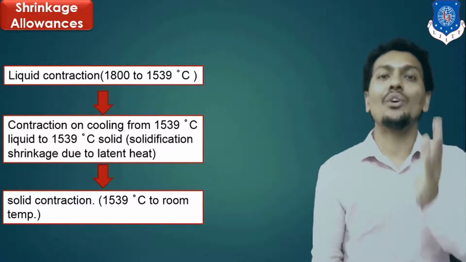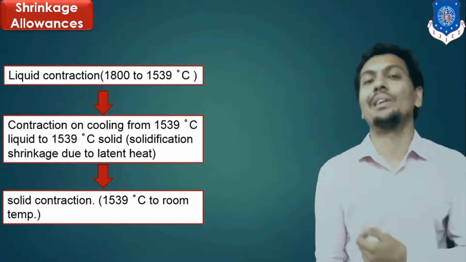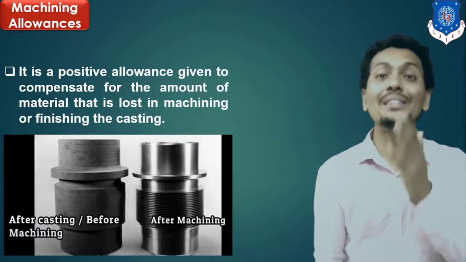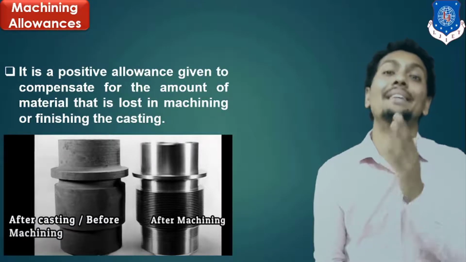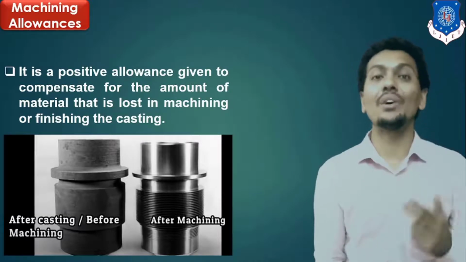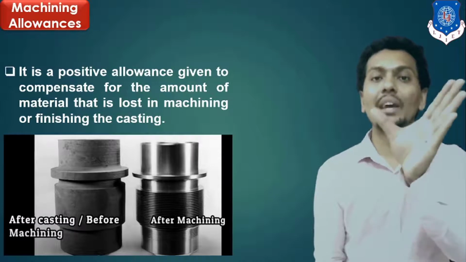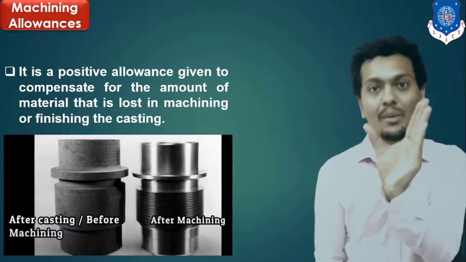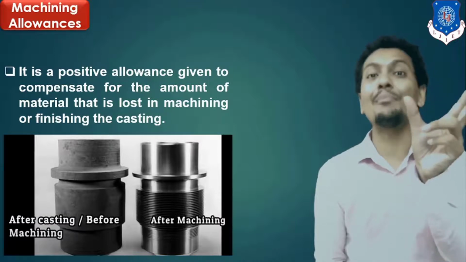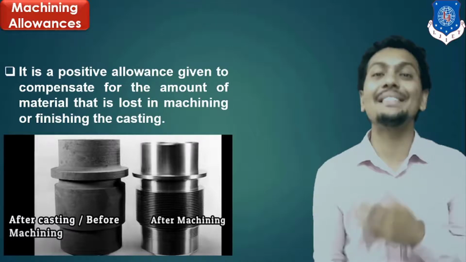It means your final product will be lesser in size, as shown here. This is known as shrinkage allowance, and you have to consider it while designing. We will discuss later the significance of shrinkage allowance, but just remember, due to shrinkage your final product will be lesser in dimension. If you target 50 centimeter, at last your final product will be less than 50 centimeter.